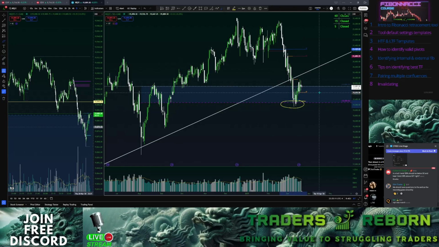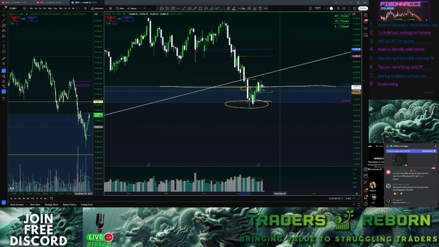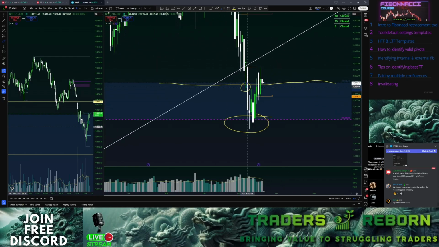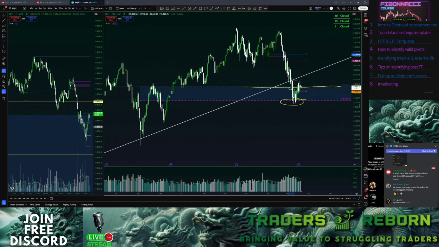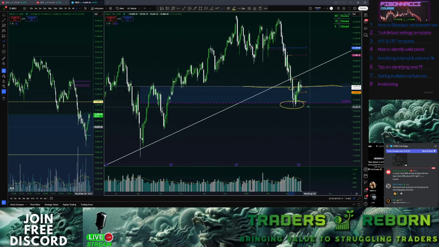You see? Usually the 50% here is normally respected, and it is respected on the lower time frame. As you can see here, one of the days when it did hit the 50%, it was respected. But if you zoom out, I personally like the 38%. That's my favorite level. I like to aim for the 38%.